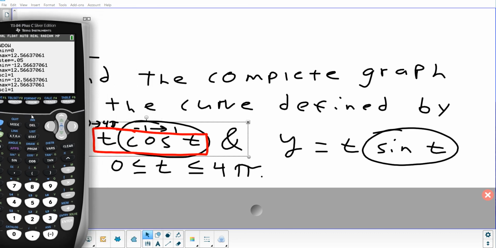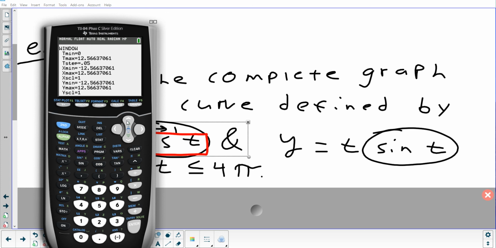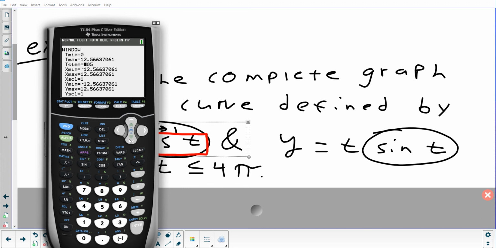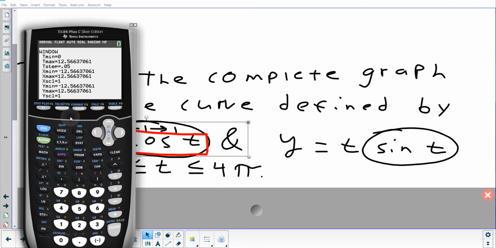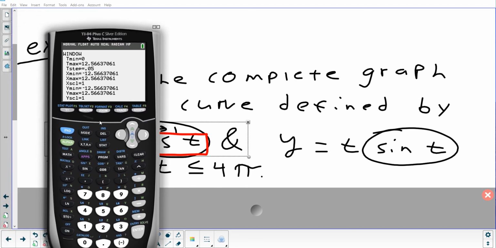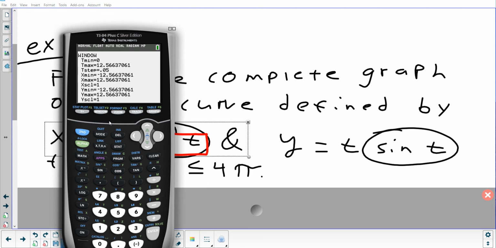The parameter is 0 to 4 pi. Did I already type that in? Oh, I did from the last problem. So 0 to 4 pi. Now, you've got to go from 0 to 12. I don't know, 0.5 is probably good enough. I think if you go from 0 to 12.5, counting by 0.5s, you're going to get 25 points. If it's not enough detail, I'll fix it.